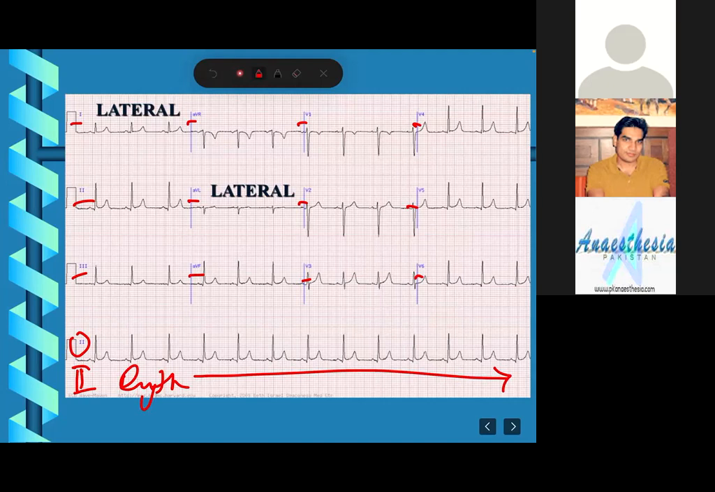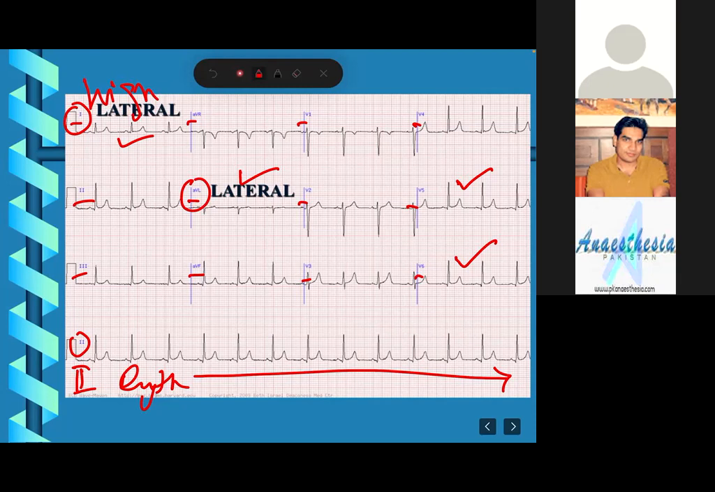If we see which leads show the lateral wall, these are 1 and AVL. These show the lateral leads of the heart. Other lateral leads are V5 and V6. And if we discuss high lateral, these are the higher side of the heart, shown by 1 and AVL. V5 and V6 normally show the lateral leads.